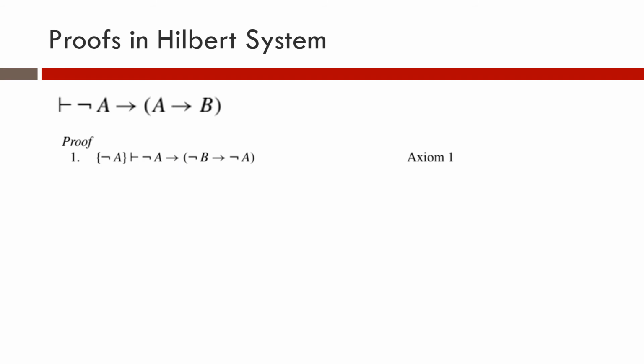And see, with this set of assumptions, we can say that negation A is provable. We can make an assumption negation A is provable. Okay, and here we have negation A, and here we have negation A implies negation B implies negation A. We can apply modus ponens. And when we apply modus ponens to 1 and 2, we obtain negation B implies negation A is provable. And so we have negation B implies negation A is provable.